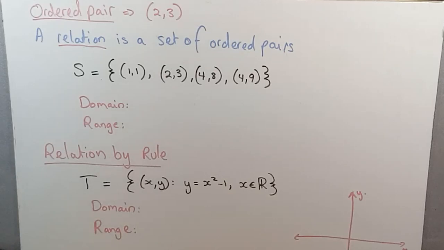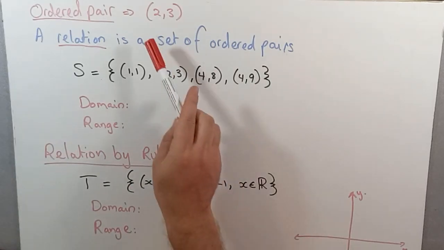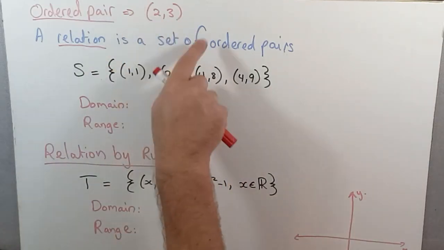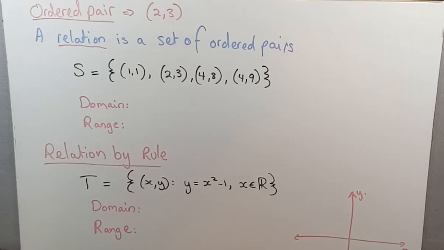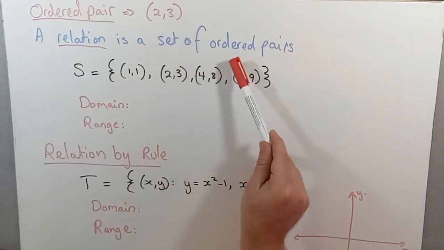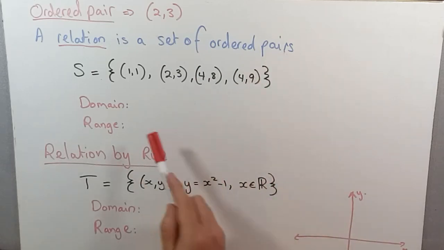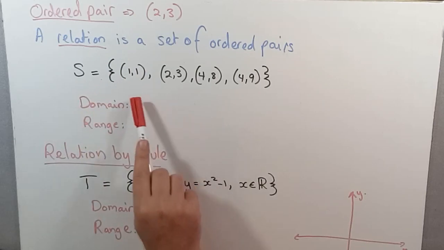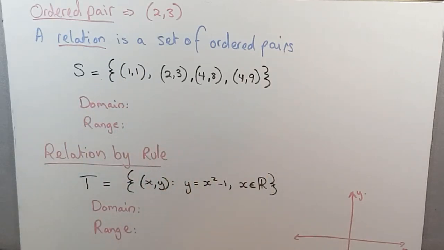Okay, so now we're up to ordered pairs. Okay, so an ordered pair is just like this. We've got an X and a Y, if you like, enclosed in a bracket. Okay, so a relation is a set of ordered pairs. So any set that we've got ordered pairs in, so here's our set notation for S. We've got 4 ordered pairs, and that's what we call a relation. So anything that we can express like that is a relation.